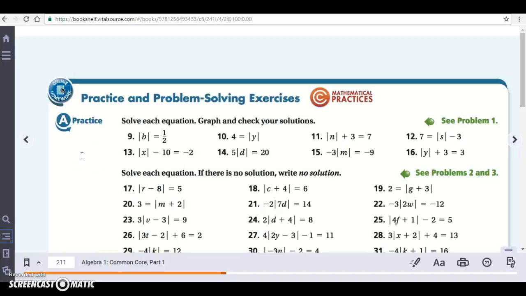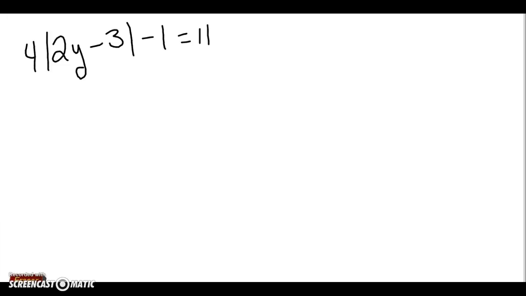Okay, we're taking a look at problem 27 on page 211. It says solve each equation. If there is no solution, write no solution. So I've written it here on my whiteboard. I have 4 times the absolute value of 2y minus 3, minus 1, equals 11.